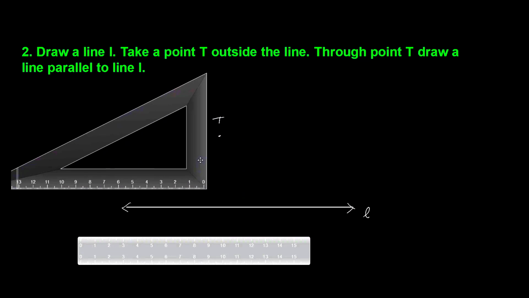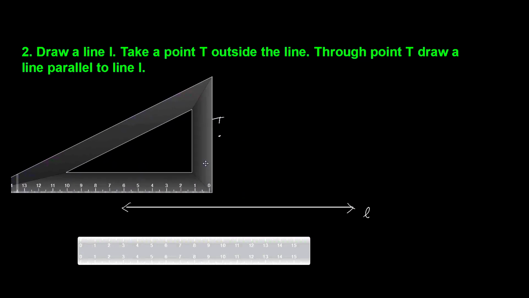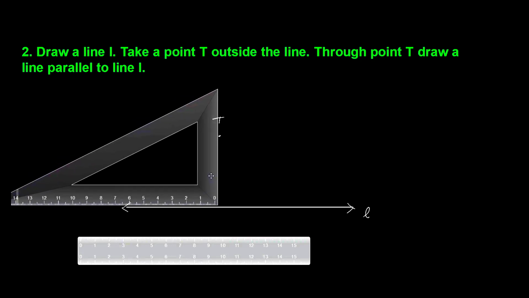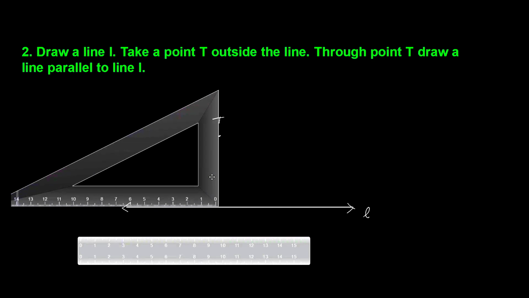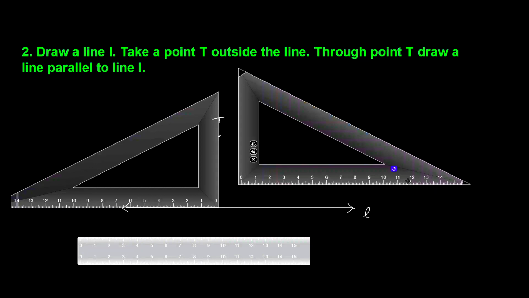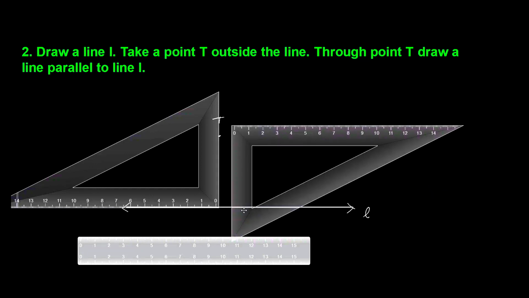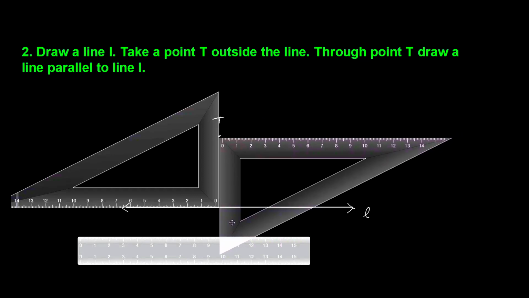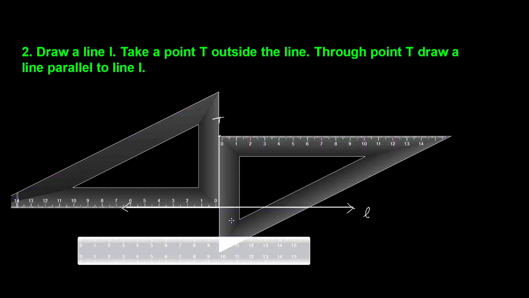Set square. This one is the set square A. Put the set square on line L as shown here. One edge of the set square coincides with line L and the other edge is touching the point T. Then take another set square. This one is the set square B, touching one edge of the set square near the point T, as shown here.